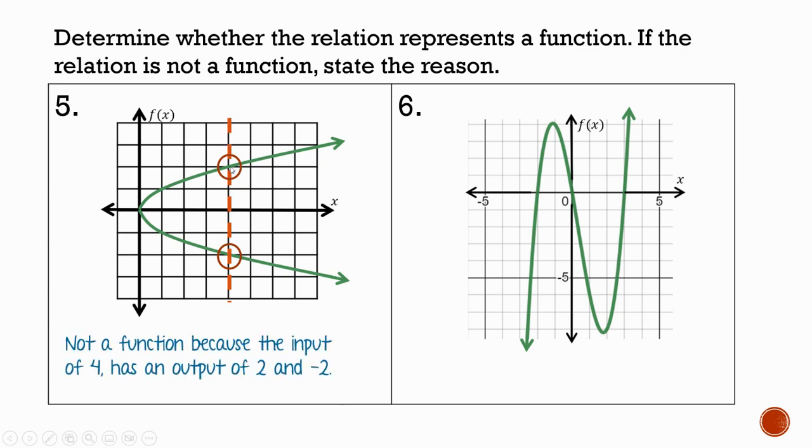This is the vertical line test. If a vertical line intersects that graph more than once, then it's not a function. So let's take a look at number 6. Here's our vertical line. Imagine a vertical line moving across that function from left to right. If it would intersect it more than once, then it's not a function. But this one is a function because each input has exactly one output. No vertical line would ever intersect this function more than once.